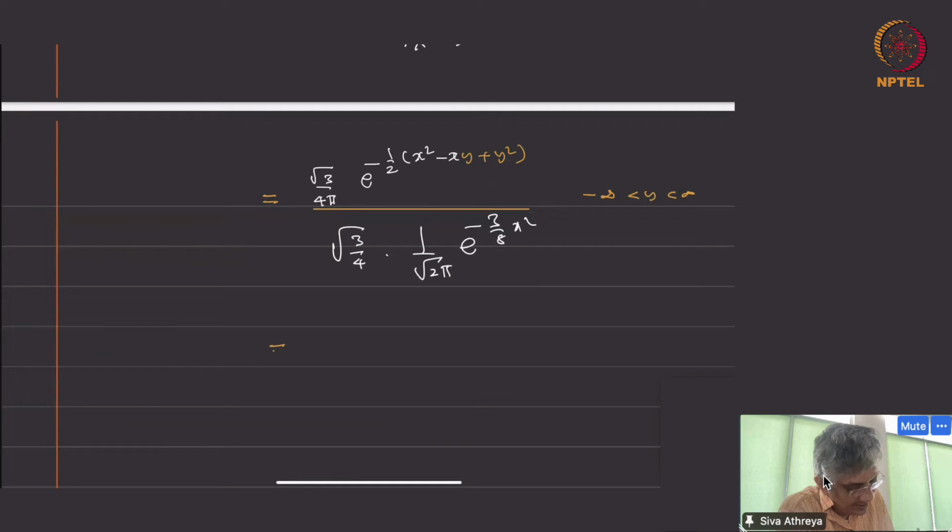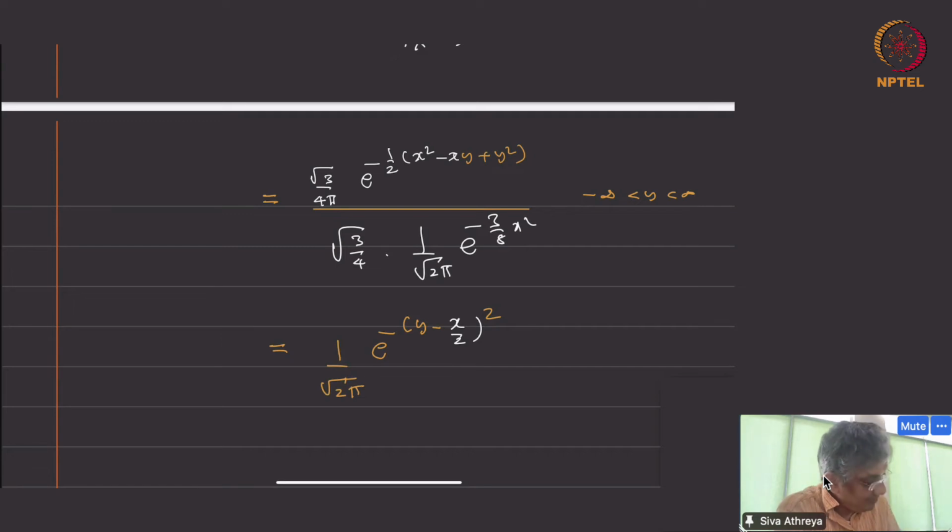Now if I do the algebra correctly, what should I get? If I cancel everything properly, the x squareds will cancel off in some way, and I'll get e to the minus (y minus x by 2) whole squared, with 1 over root 2 pi. The root 3 over 4 cancels, which is quite clear, and all I'll get is this guy. Very cool.